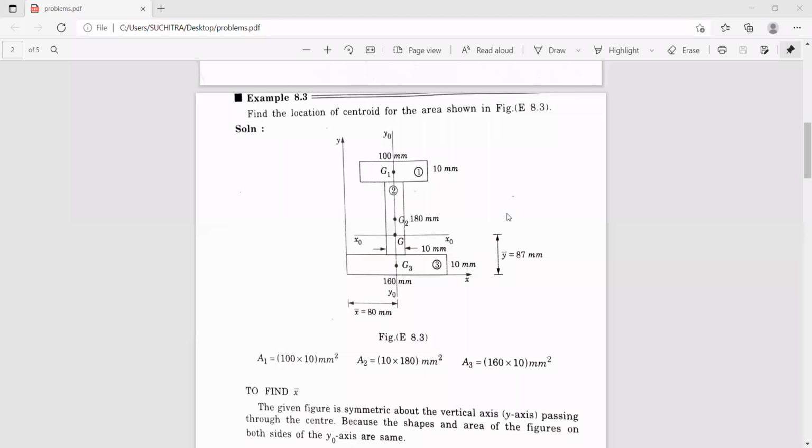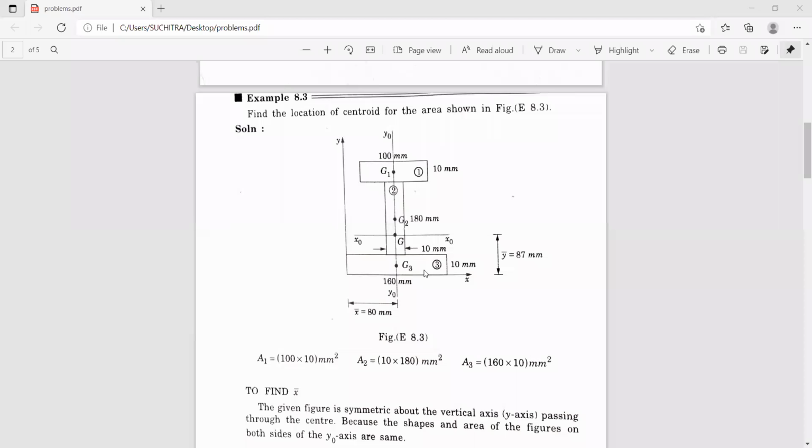Now, first and foremost, you have to select the reference axis towards the extreme left of the given figure. So here, this is the extreme left. You have to select the y axis, and you have to select the x axis which touches the bottommost part of the figure. So this is your x axis. Now, the given figure is divided into 3 parts. The upper one is part 1, the middle one is part 2 and the lower one is part 3.